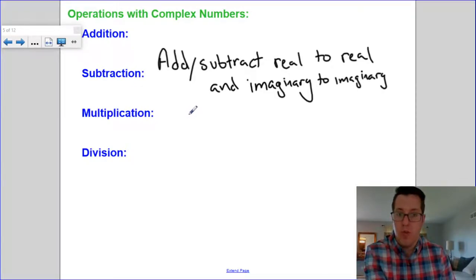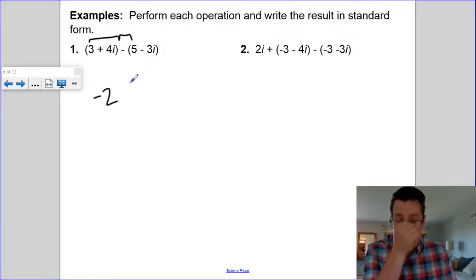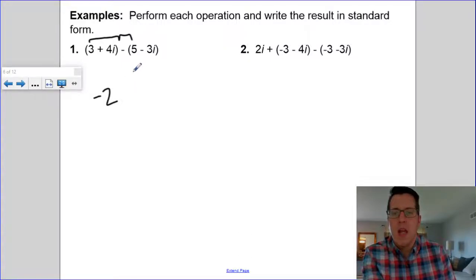You're using their coefficients. So for example, for problem 1 here, if I want to do 3 plus 4i minus 5 minus 3i, I'm really just having to think about 3 minus 5, which is negative 2, and 4i minus negative 3i. Those combine just the way any other variable terms would. So 4i minus negative 3i would be positive 7i. Remember, our standard form is to write in a plus bi.